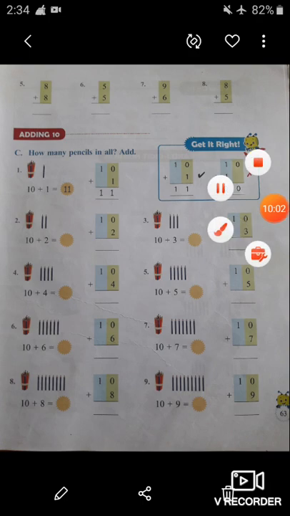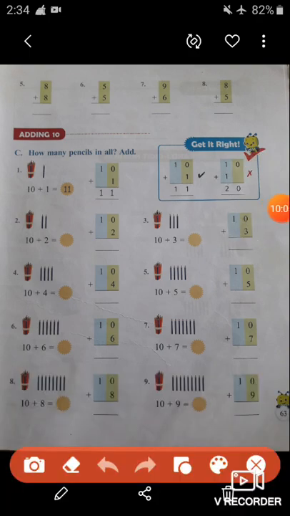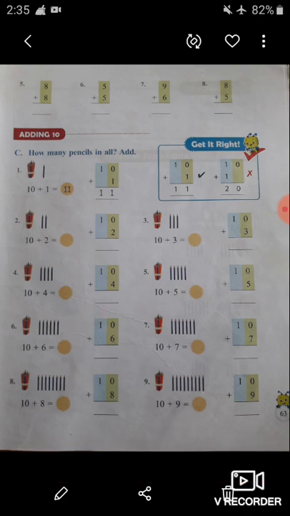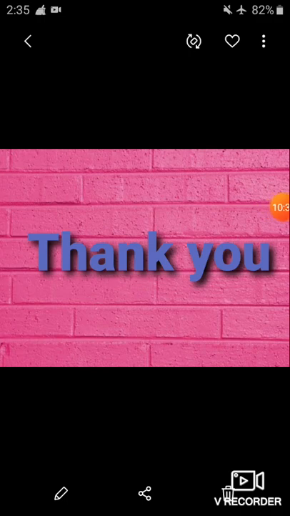So you have to do the next sums similarly like this, as in question number first, second and third. So you have to do all these sums in your book as well as in your notebook. You have to practice these sums, that is adding 10. So I hope you understood this topic very well with the help of this video. Now it's your turn to study it and grasp it. Keep practicing and keep learning.